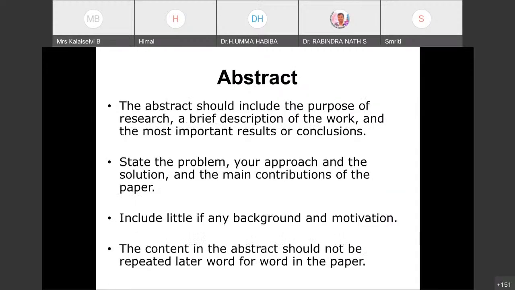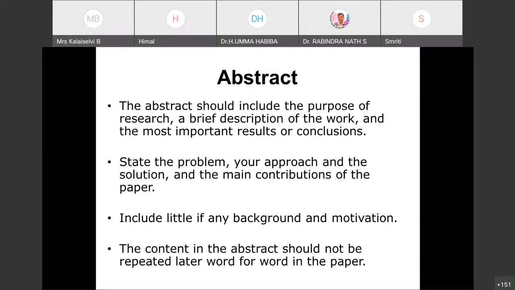The abstract should include the purpose of your research, a brief description of your research, right? And most important, the results and the conclusions. I know it's a challenging task to write all these things in 200 words or 250 words, but you should practice it, and then you should be able to do so.